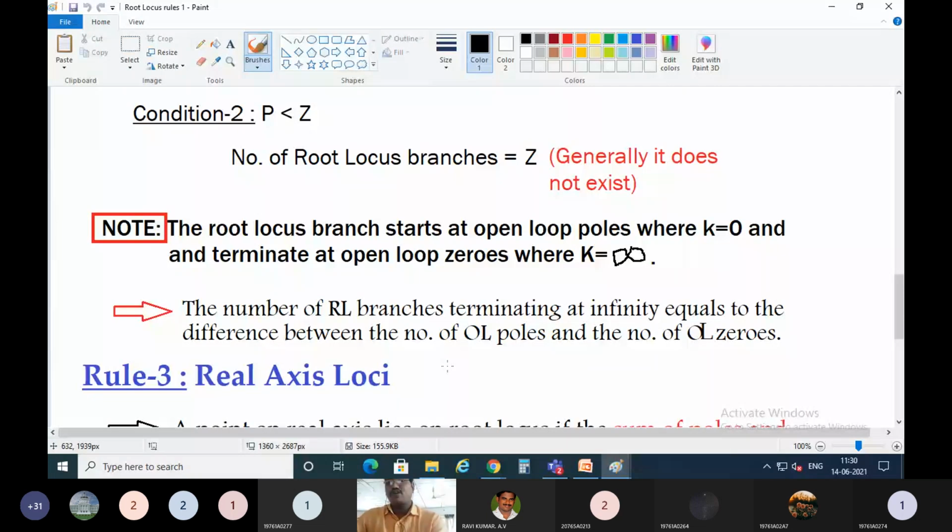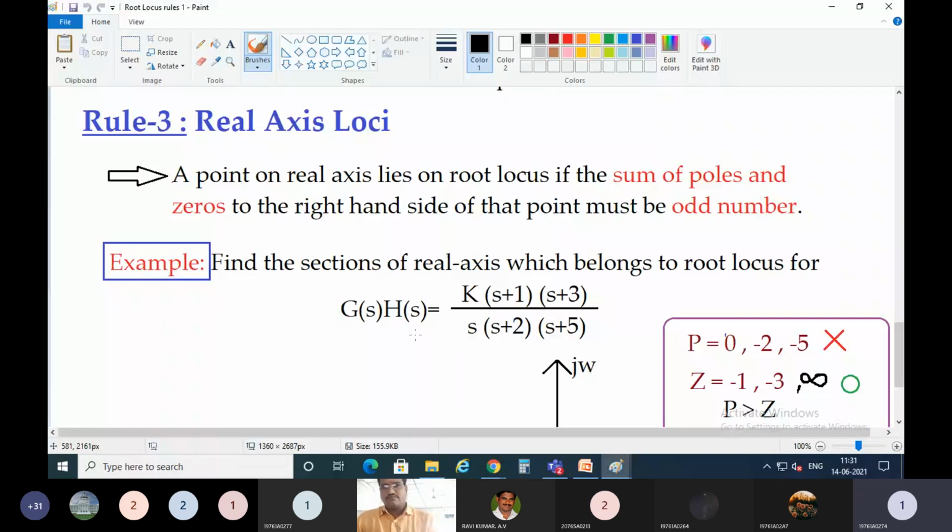Next, the third rule. What is the third rule, Amma? Sangavi? Rule 3, sir. Real axis locus. Whether the root locus is there on the real axis is going to be checked. How to check? Just consider a point on the real axis. To the right of that point, add the number of poles and zeros. If you get an odd number, then there is a root locus between those two poles or zeros, whatever it is. That is rule 3.